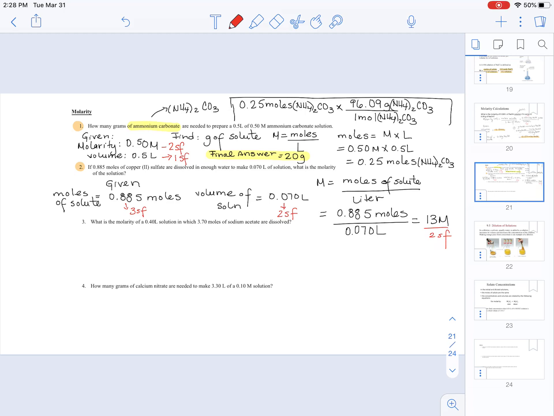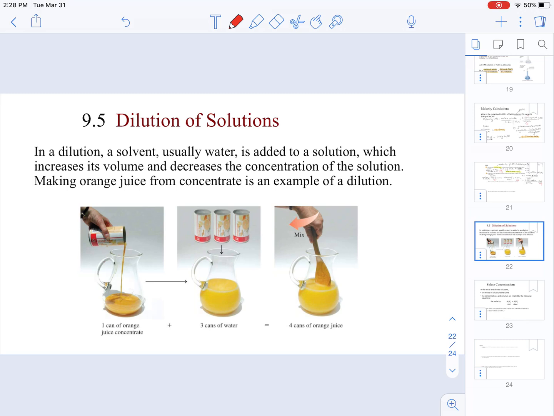The last topic that we're going to talk about is dilution of a solution. Understand that in a dilution, we are going to add more solvent to our solution. It is important to note that when we are diluting a solution, we are increasing its volume. This is going to decrease the concentration of a solution. But understand that in any of these systems, because we are not changing the amount of solute, there is no change in the amount of solute of the solution.